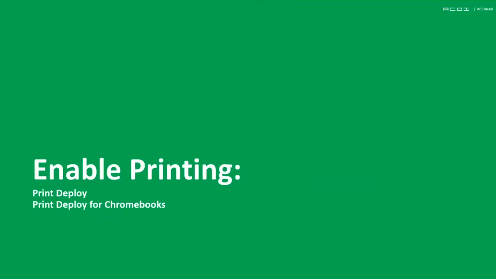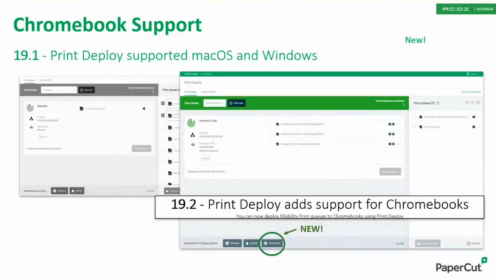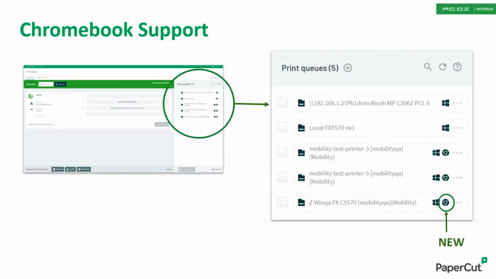And you know, PaperCut's Chromebook integration caught the attention of Google, right? Where now PaperCut is a Google for Education Premier Partner. This is the old versus new look of the Print Deploy page in PaperCut, and you'll see the new Chrome OS button at the bottom next to the Windows and Mac clients. In the Print Queue section, Chromebook print drivers will also be designated with a Chrome logo for easy identification.